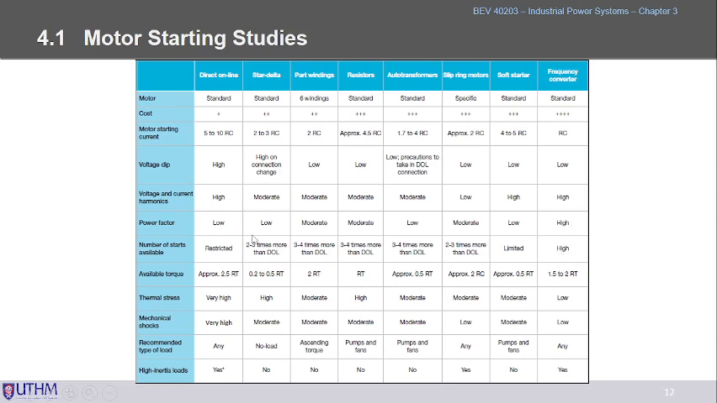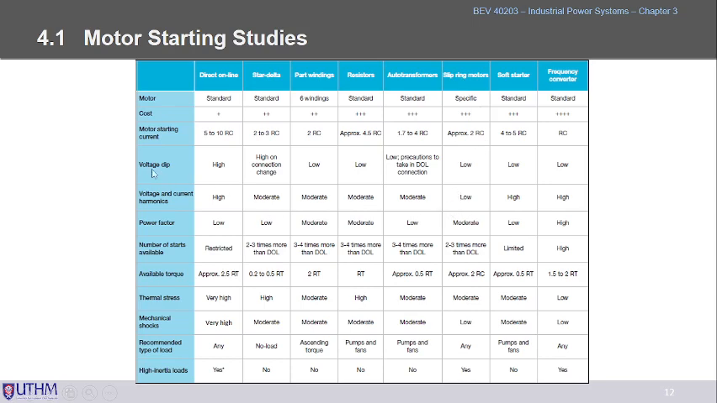Okay? And what about the power factor? Power factor, if you use the frequency converter, is very high. And what about the voltage and current harmonics? So current and voltage harmonic is also high. So this is the disadvantage of this starting method, because it will introduce harmonics to our system, as compared to especially the slip ring here, which is very low.